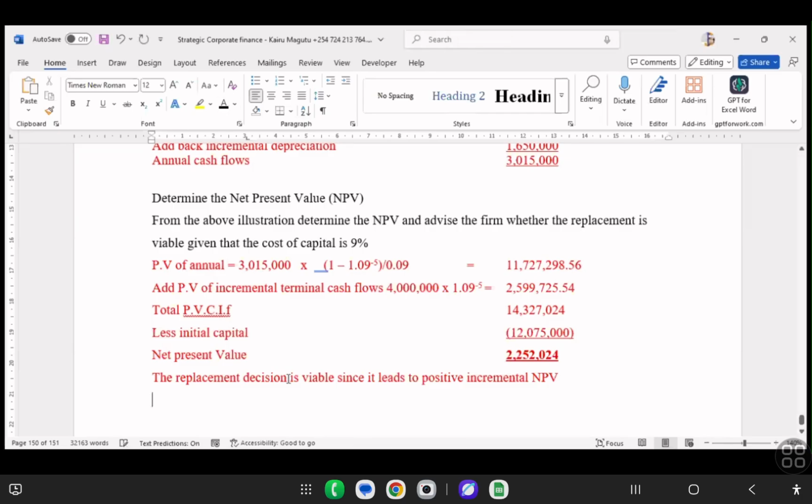The next item is the issue to do with capital rationing. Capital rationing. I'm trying to move fast so that at least we can finish. Can someone tell me what is capital rationing?